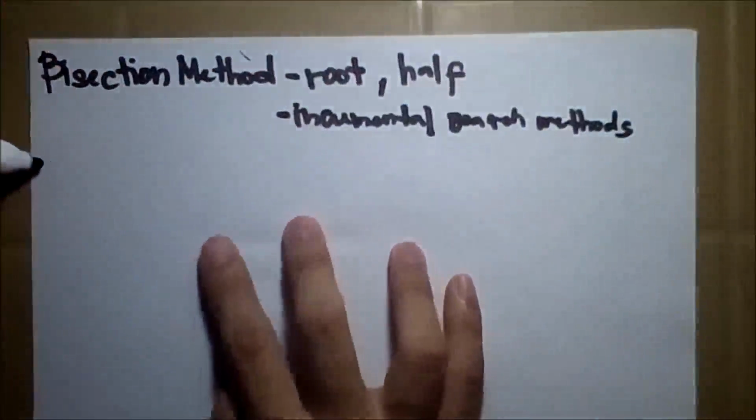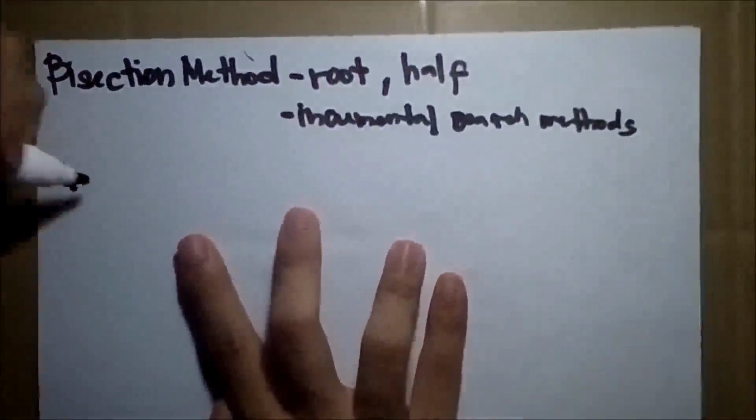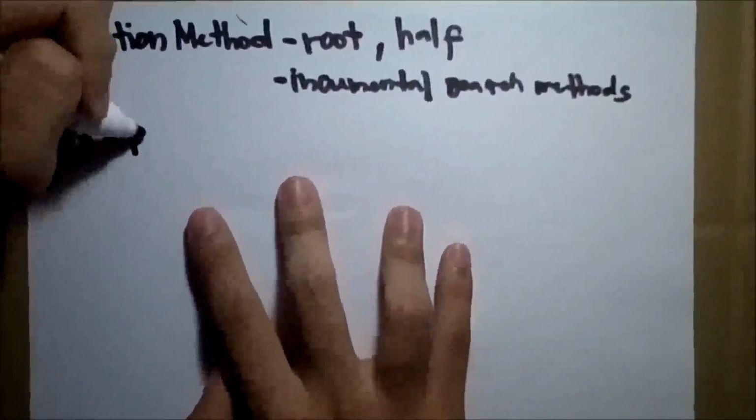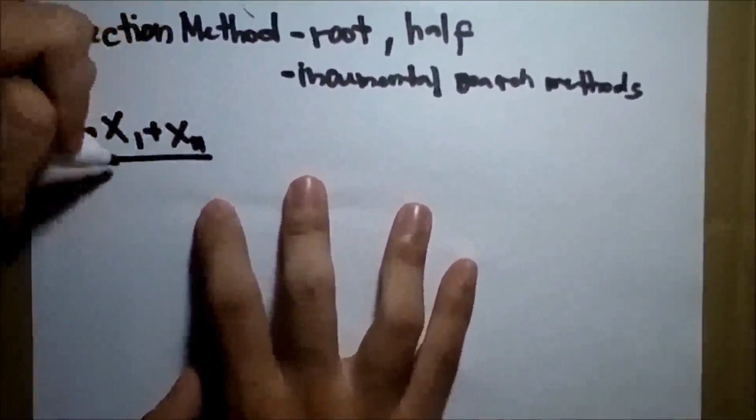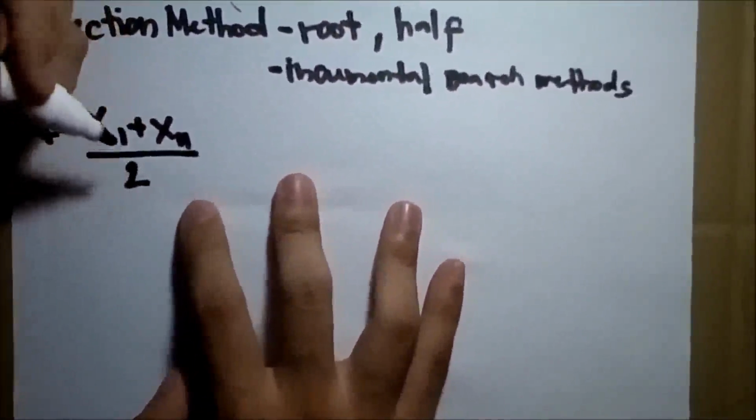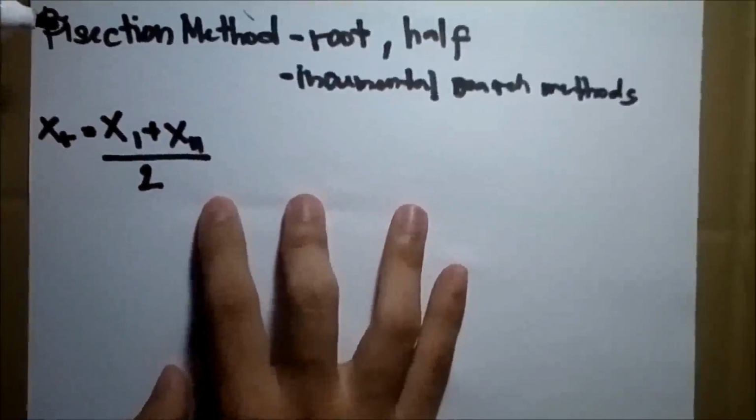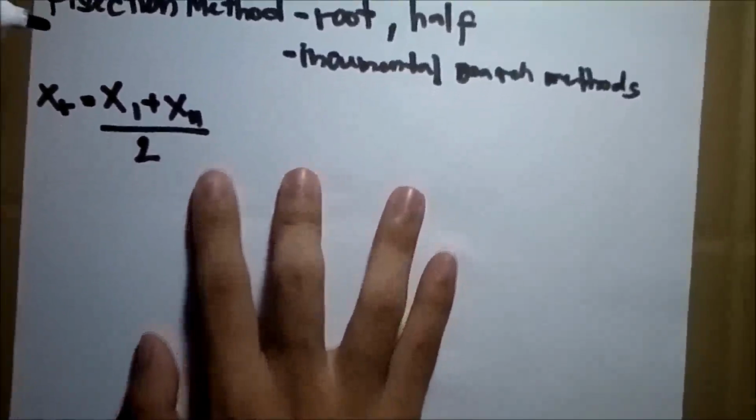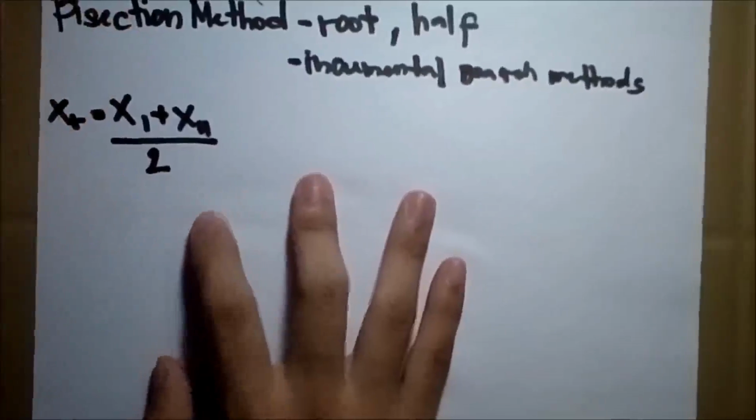It follows the formula x sub r equals x sub l plus x sub u over 2. It's like the equation of the midpoint, but this time it will be used in finding the real root. Let's get an example.